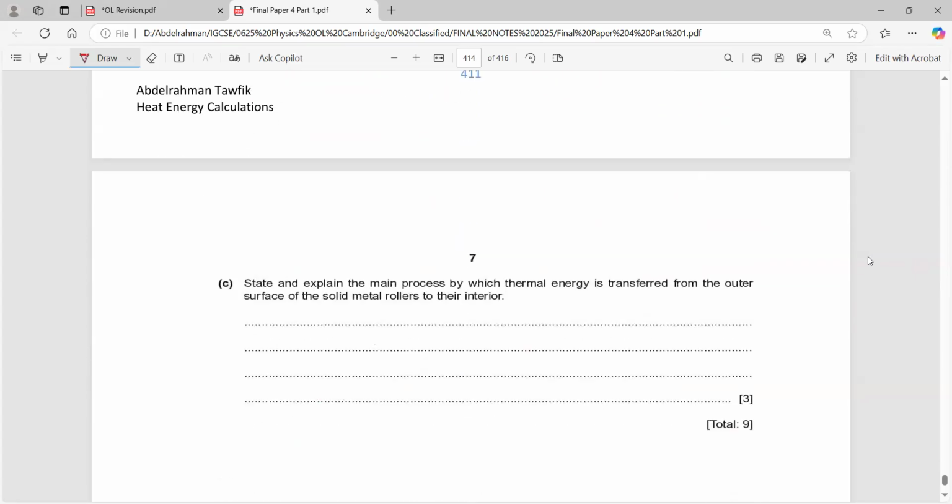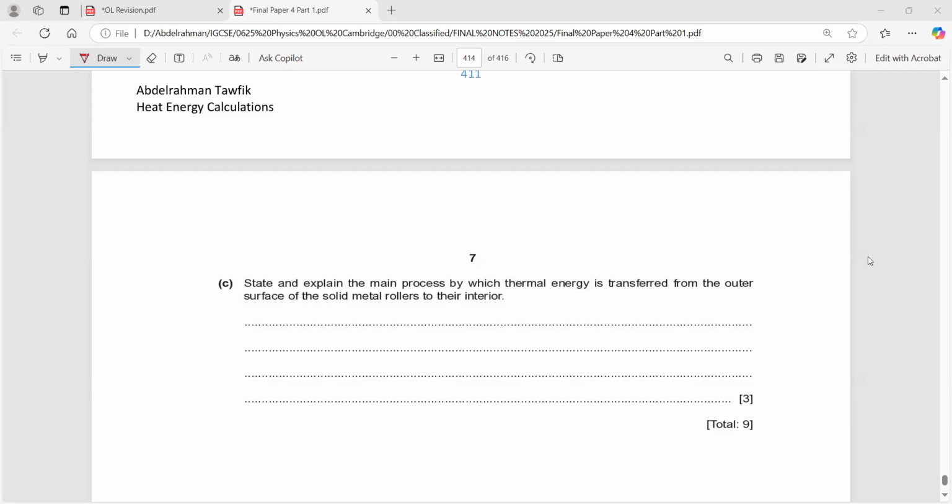State and explain the main process by which thermal energy is transferred from the outer surface of the solid to the interior. Throughout the block, inside the block, the heat is transferred by conduction. This is a metal block, this is aluminum. So we can say conduction and free moving electrons. You can say both, and you can explain both if you want to.